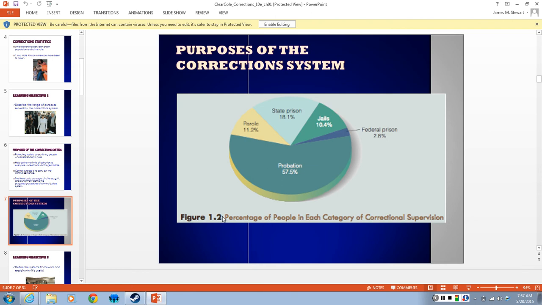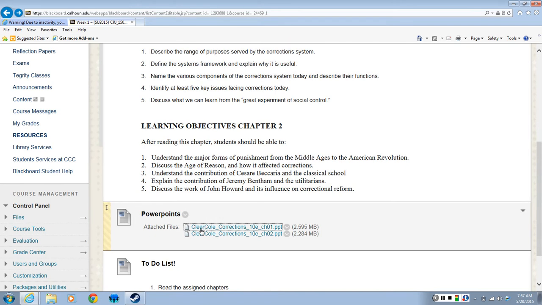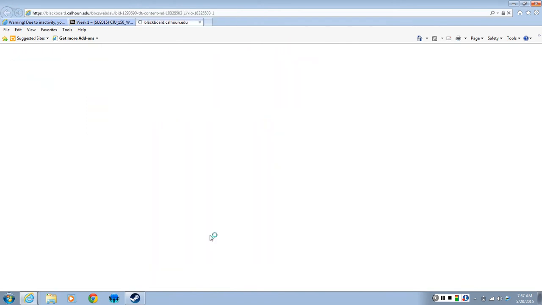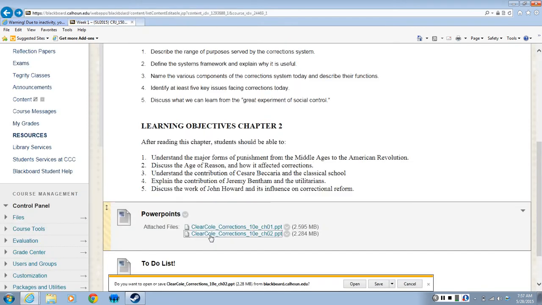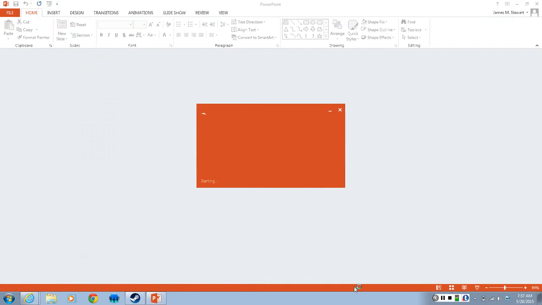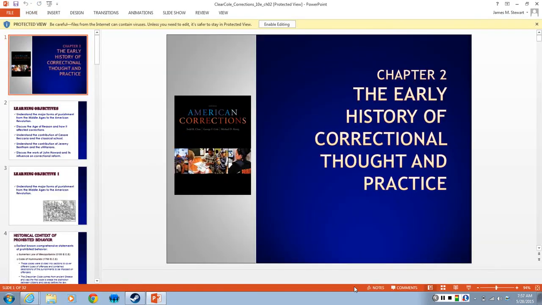So read that section about the Great Experiment. All right, that in essence is chapter 1. And I want to talk for just a minute here about chapter 2, as soon as I get my PowerPoint to load here. Chapter 2 talks about the history of correctional thought and practice.